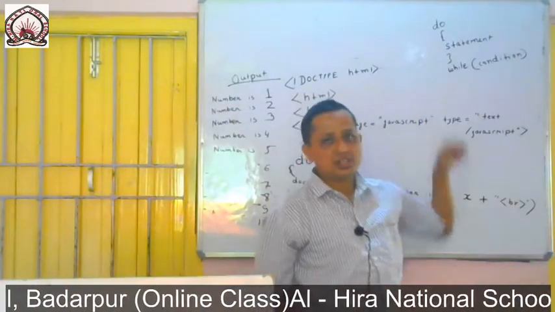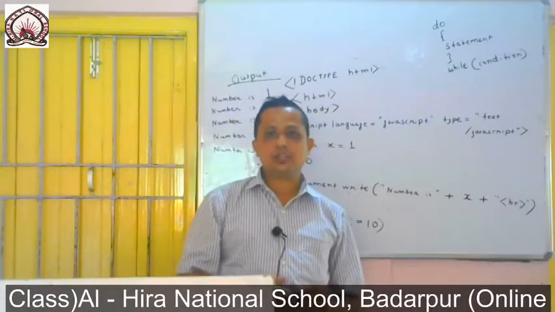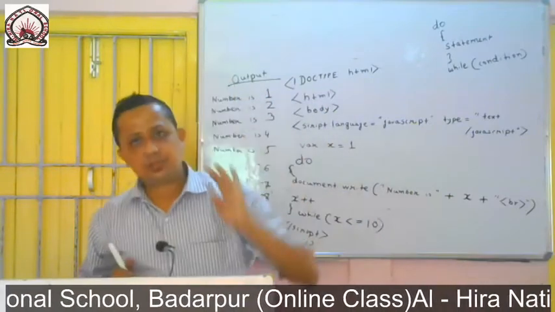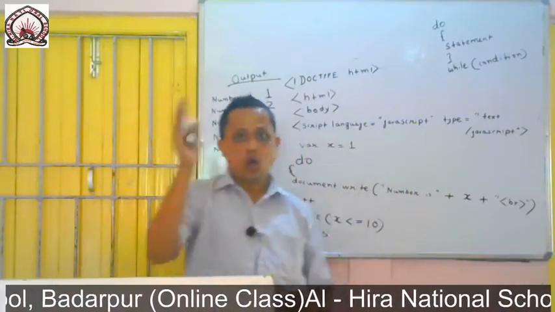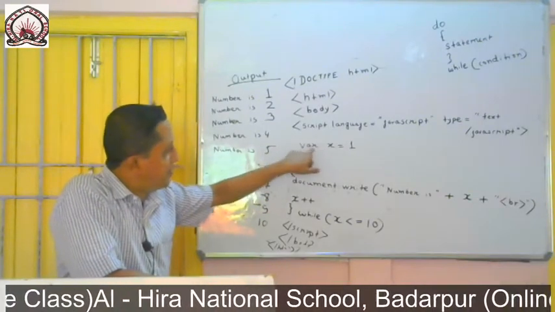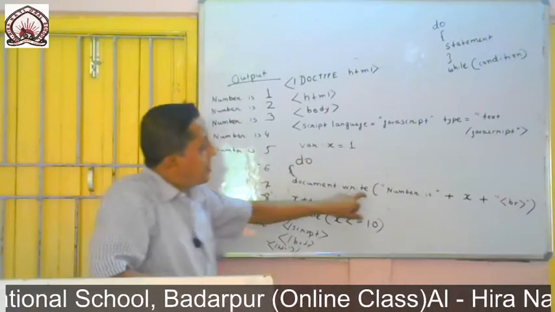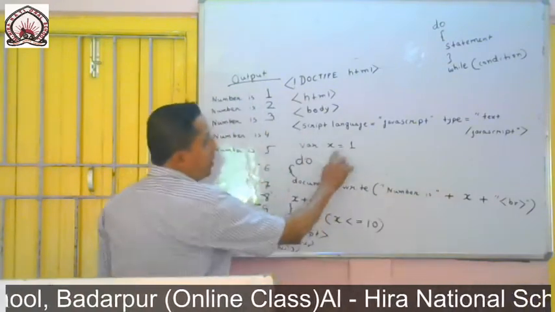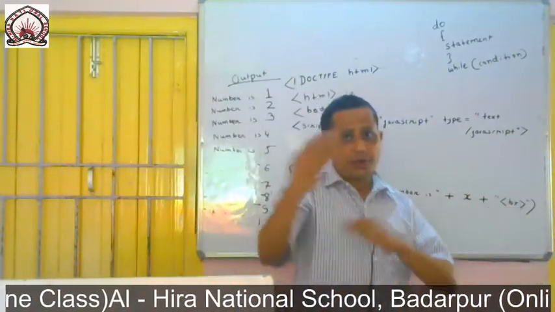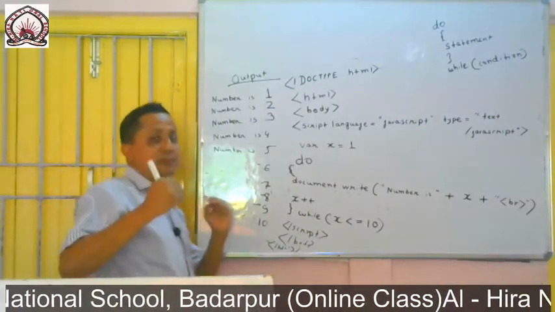Do statement, condition. But one thing is there, in every loop there must be an initialization, there must be a condition, and there must be an increment or decrement operator. Same, this is known as initialization. Var x is equal to 1, document dot write number is x. What is the value of x now? 1. Number is 1. Br, go to new line. Then increment x plus plus.